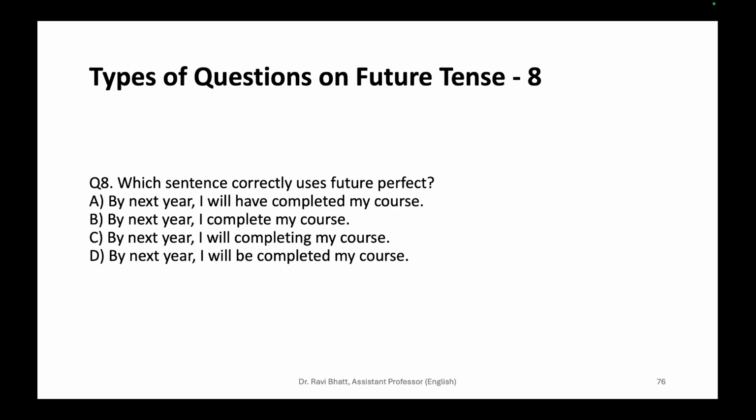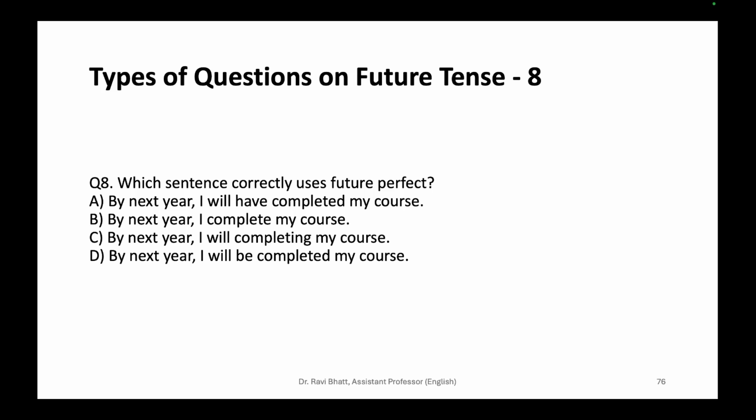Question 8. Which sentence correctly uses future perfect? A. By next year, I will have completed my course. B. By next year, I complete my course. C. By next year, I will completing my course. And D. By next year, I will be completed my course.